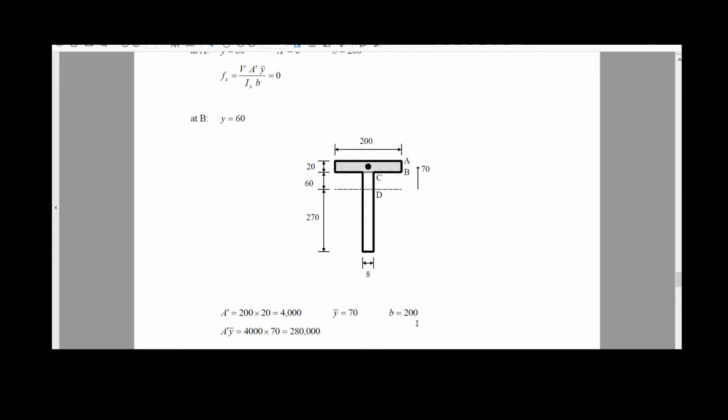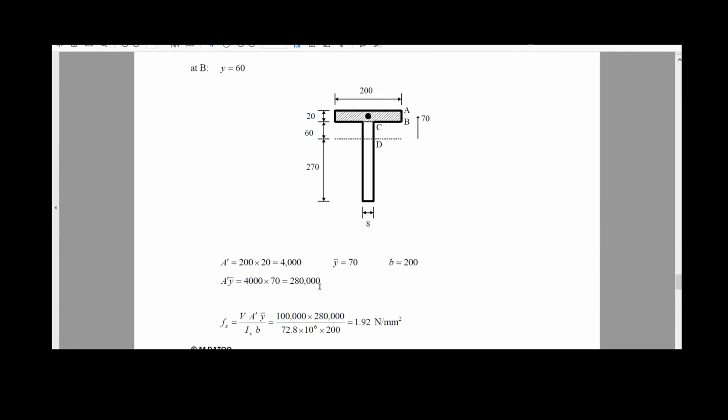So it's 70 millimeters. B is 200 millimeters because we're analyzing this fiber in here. And the moment of area will be the area of the rectangle multiplied by the distance from centroid to centroid, which is 280,000 millimeter cubes, because it's a surface multiplied by a distance.